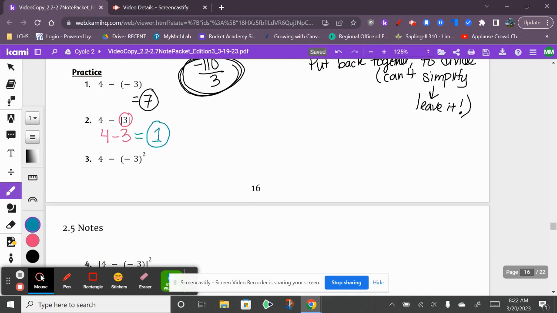When I look at number 3, I have subtraction and I have an exponent. So the exponent is going to be applied before the subtraction. So negative 3 squared, remember it's a negative 3 times a negative 3, so that's going to give me positive 9. So I end up with 4 minus 9. Now the only thing left to do is subtract, so I get negative 5.